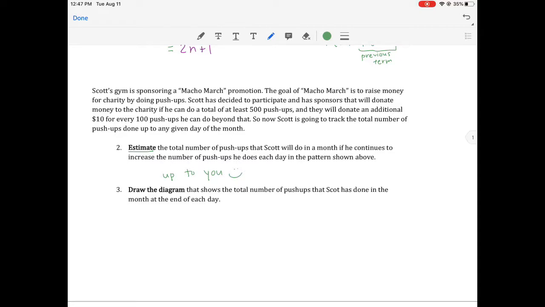So one way to think about it: on day 1, he's only done those 3. 1, 2, 3. But on day 2, he's done that original 3, right? But then he has done 2 more. So this is the way I thought about drawing the diagram. Not to say it's the only way to do it. And on day 3, he had what we already have, the original 3. And then he's got the 5 for the next day. And then we got 2 more, so we got 7 for the day after that.